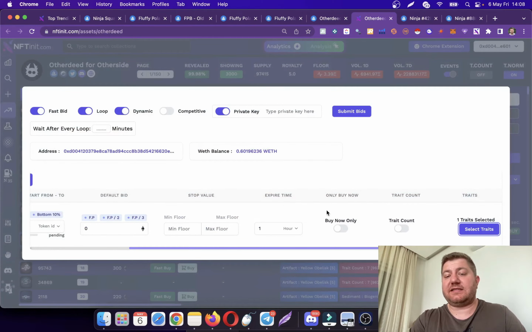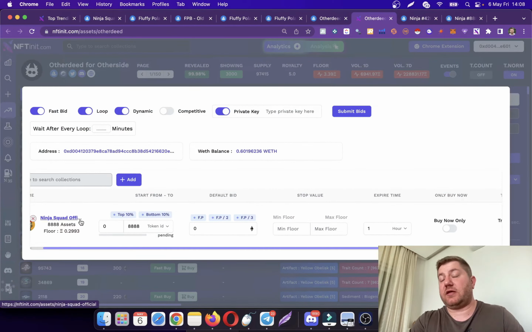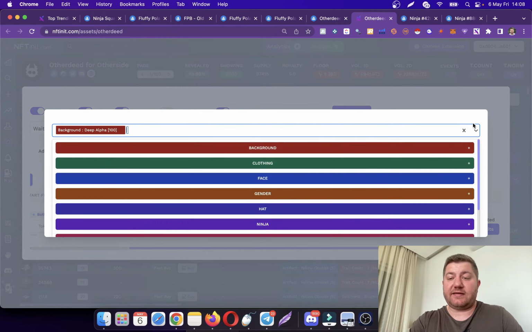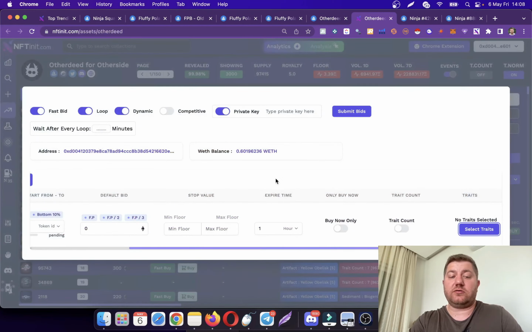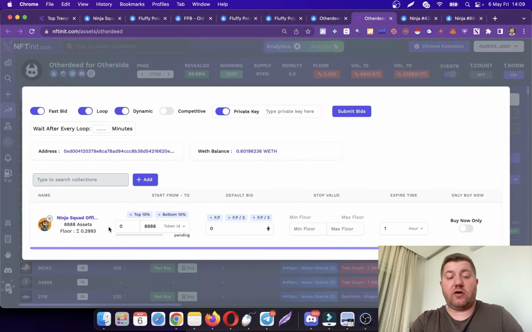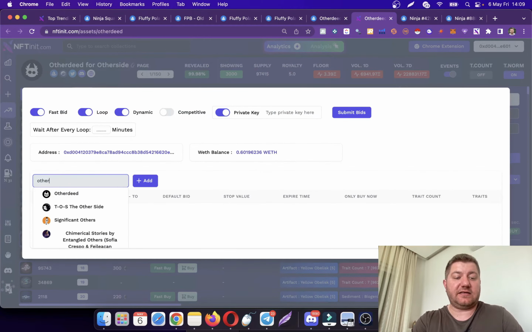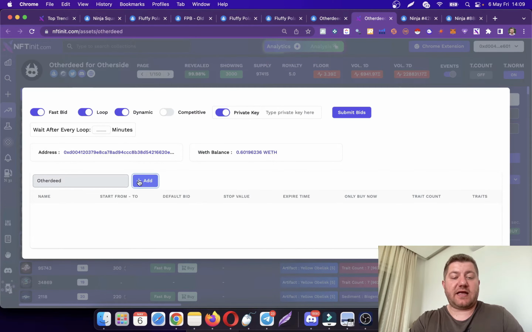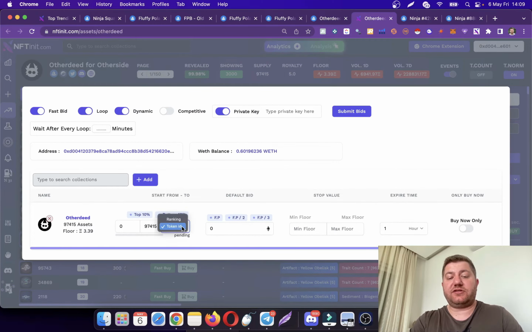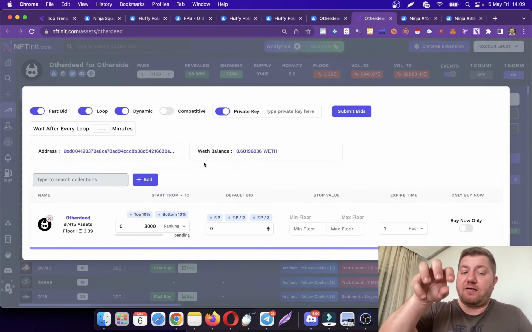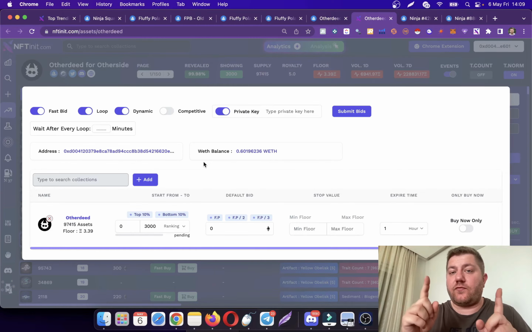And that's all. Then the system only places bids on those NFTs which have those traits. Or you can disregard this trait, and if you want to place bids only on rarity, let's check the other site, other deeds. I'm just adding it, then you switch to ranking, and you say I want to place bids from 0 to 3000. Then the system is only going to place bids on NFTs which are in that range of rarity.